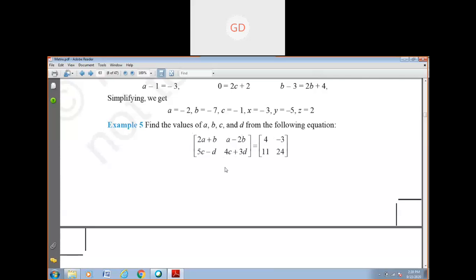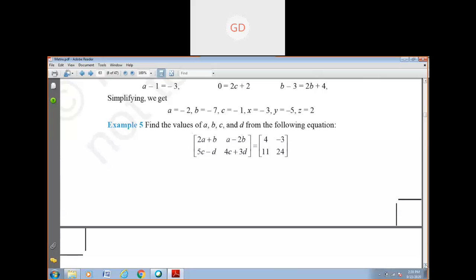5c minus d is equal to 11. Again, another relation in terms of c and d, not single. Next, last one, 4c plus thrice d is equal to 24. Again, it is another relation in terms of two variables. That means linear equation, but two variables. And linear equation, two variables already you have got how to solve.